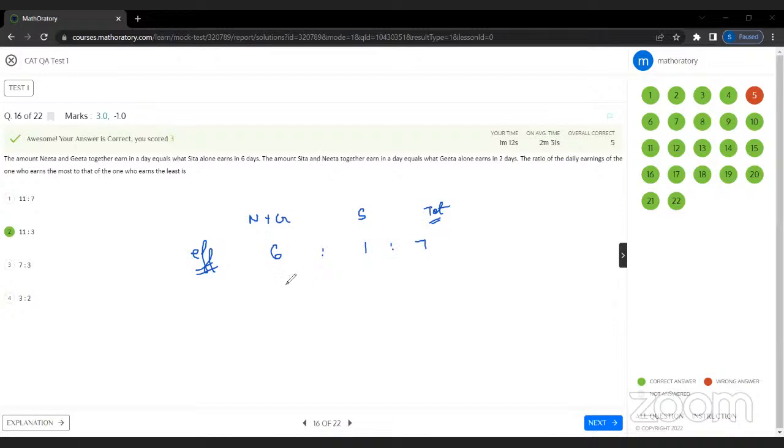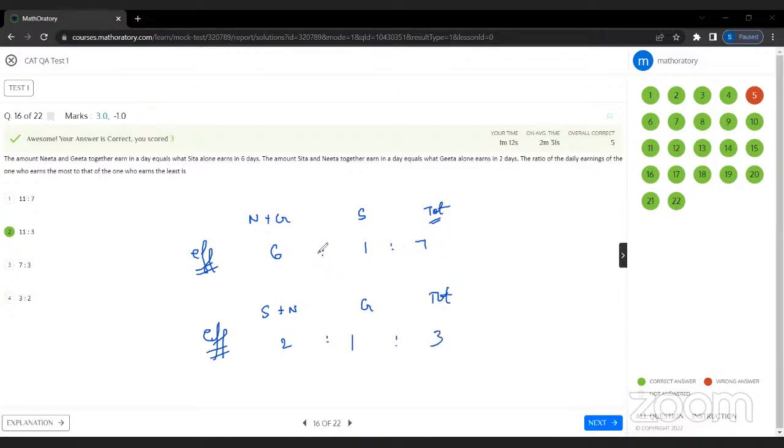Similarly, the other relation, Sita and Nita with respect to Geeta, right? So Geeta in 2 days, Sita and Nita in 1 day, so the efficiency will reverse. So this will be 2:1. So in terms of total, 2:1, so this becomes 3.